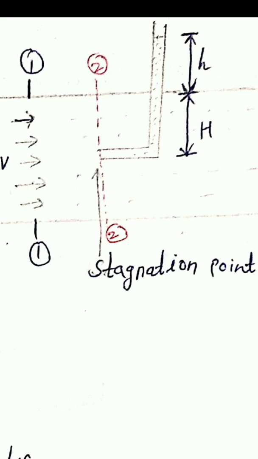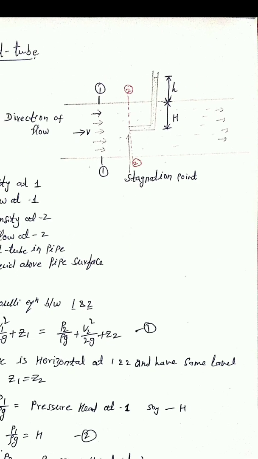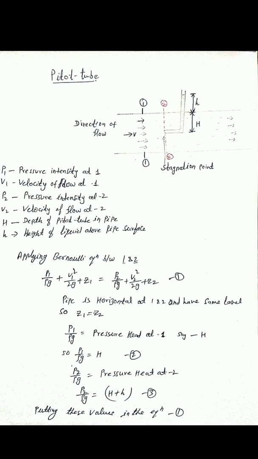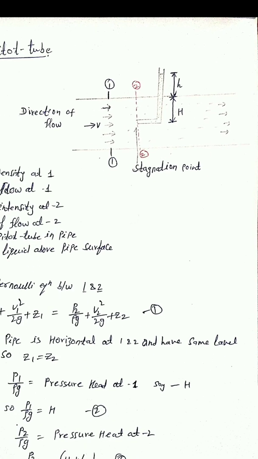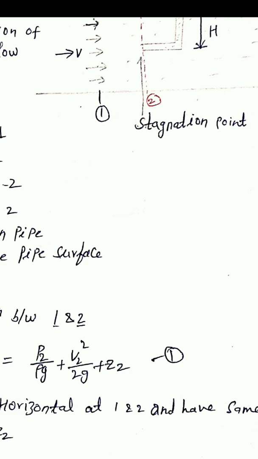Now the total kinetic head is converted into pressure head. So the water starts to rise in the vertical direction due to the conversion of kinetic energy into pressure energy, and the height rises up to small h above the capital H. So the small h rises due to conversion of kinetic energy into pressure energy. Now point 2, the entrance of this pitot tube, is also known as a stagnation point, and the pressure intensity at this point is known as the stagnation pressure.